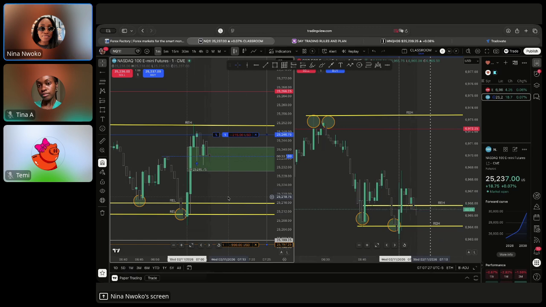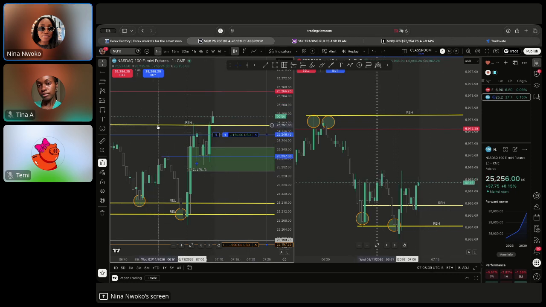Looks like volume just kind of slowed down. Had this big green candle, now every candle is kind of not as big. Price is moving up.